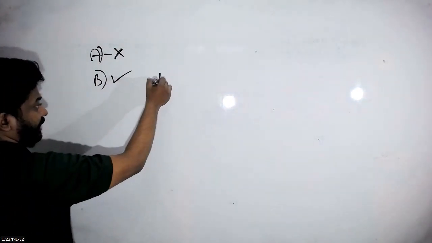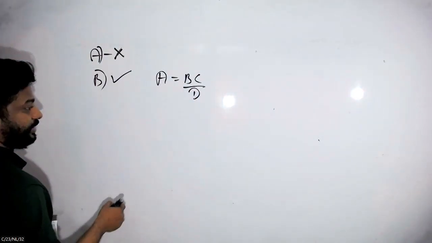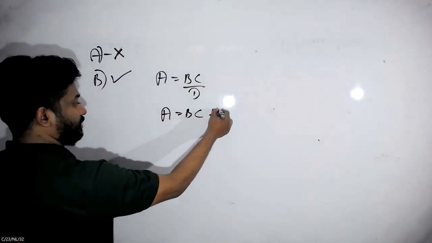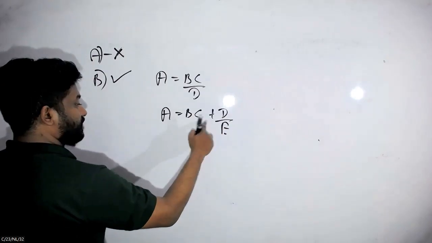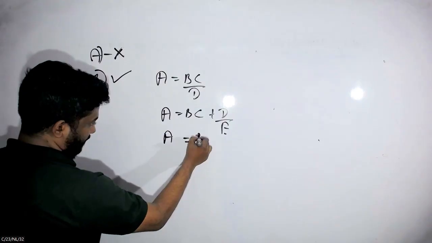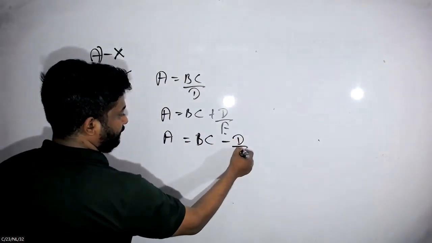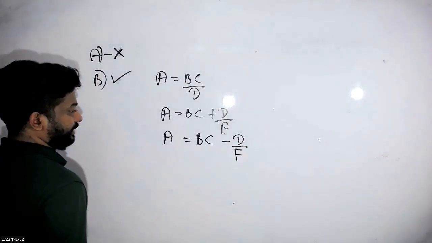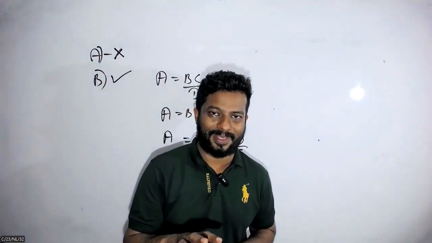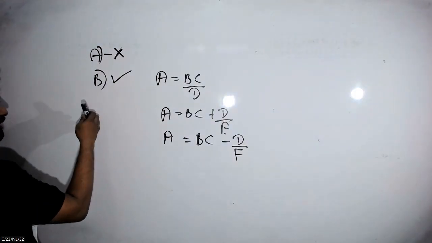My product type can, if capital A is equal to BC over D, this one is a product type equation. What about A equal to BC plus D over E? Two terms are added, right? Or capital A equal to BC minus D over F. These two terms are subtracted, right? These types of equations you cannot obtain by using dimensional analysis. Got it? Right. Capital B statement is a correct statement.